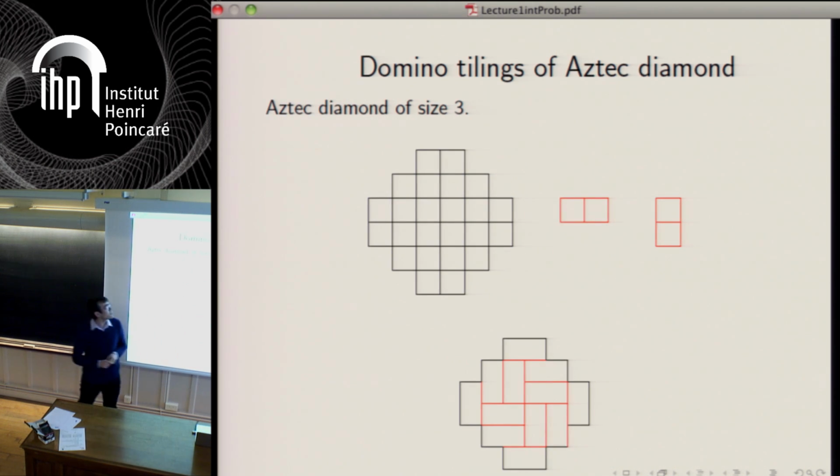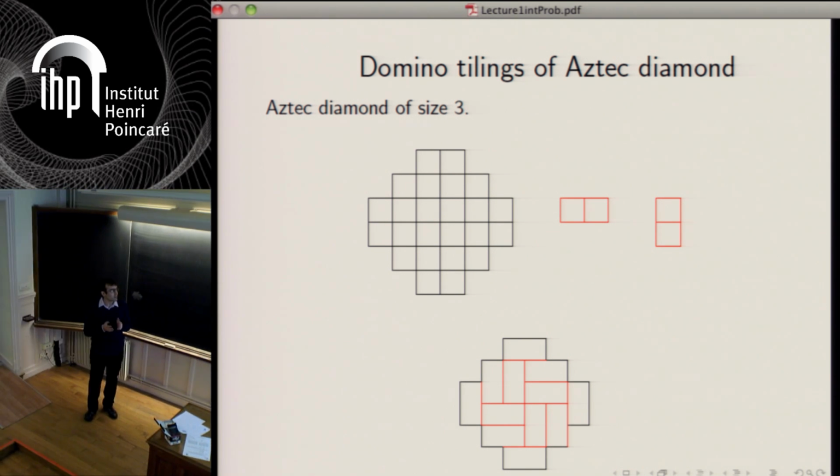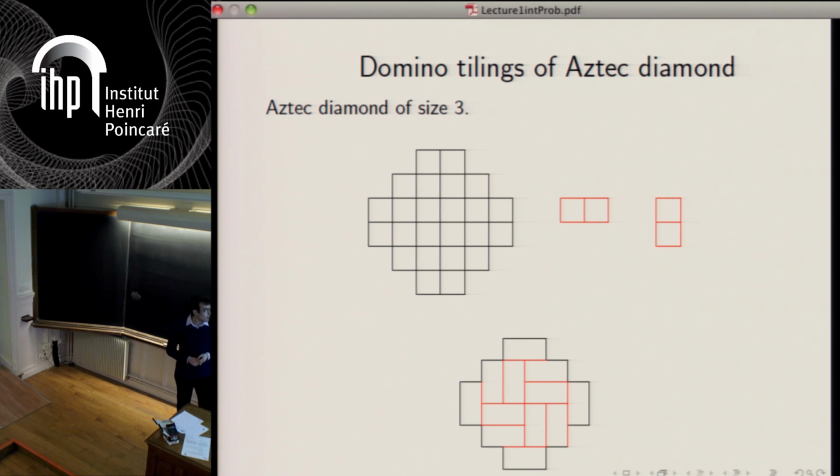So let us start with the Aztec diamond. What is it, the Aztec diamond? Of course, many of you already know this, but I need to introduce everything. So the Aztec diamond is, roughly speaking, a square with a sawtooth boundary. The feature looks like this. We always have two cells adjacent at each corner of this square.